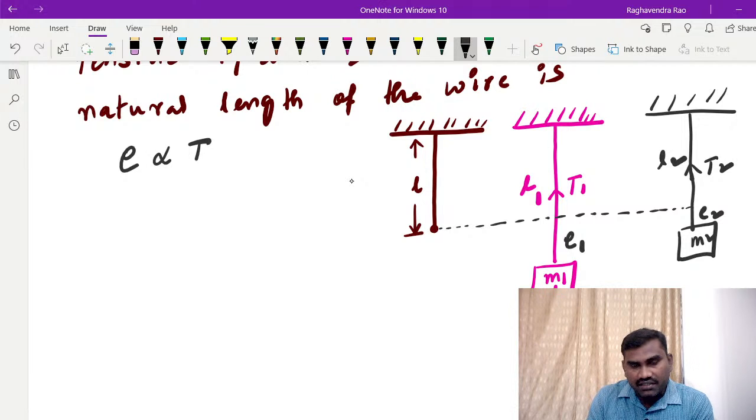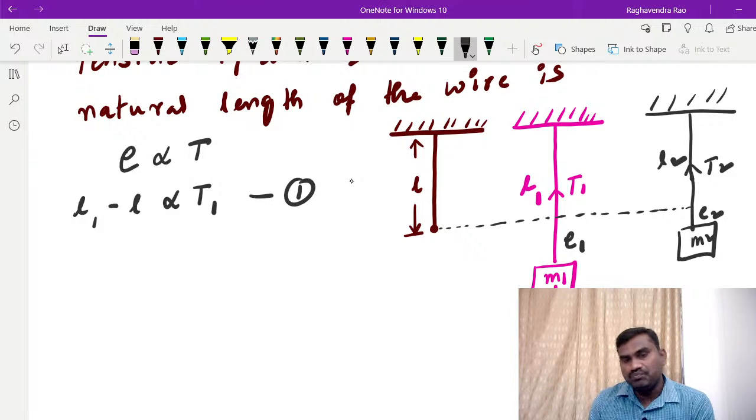So what is elongation? Final length minus initial length. Here the final length is L1, the length when tension T1 is applied. The original length is L. Elongation is final length minus initial length. That means L1 minus L is proportional to T1. That is equation number 1.